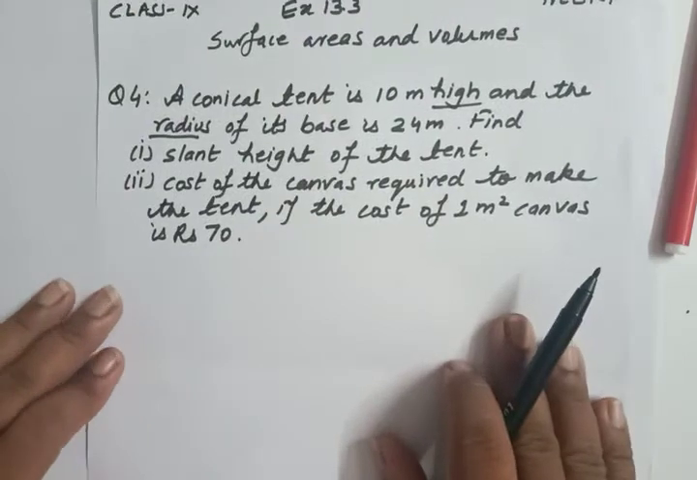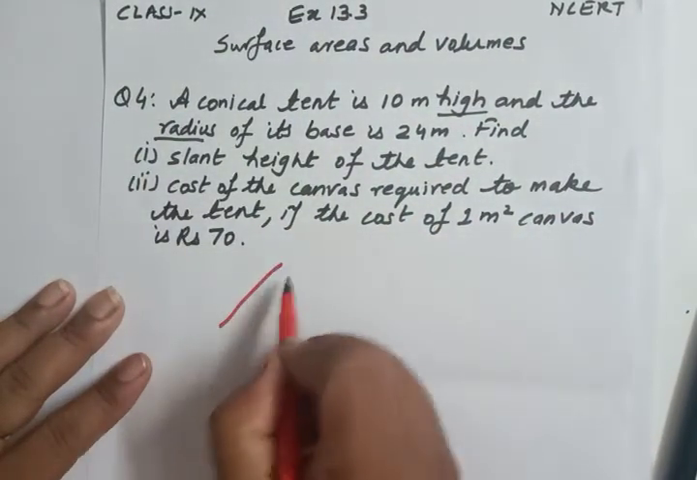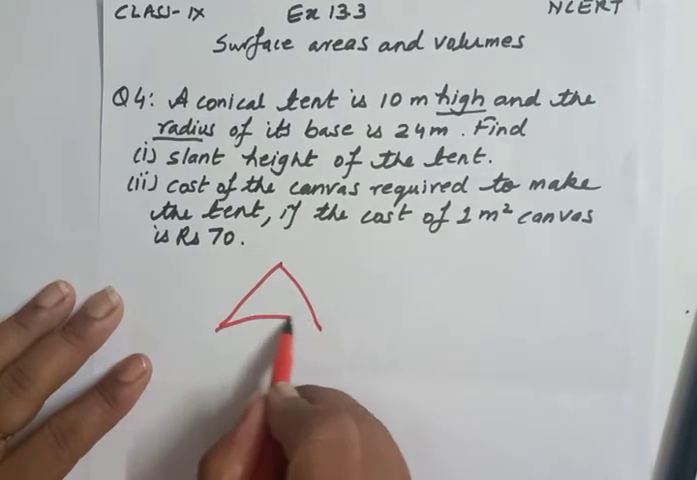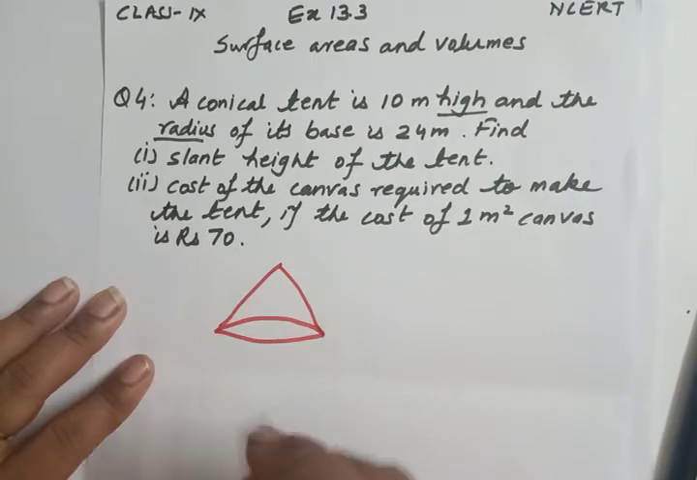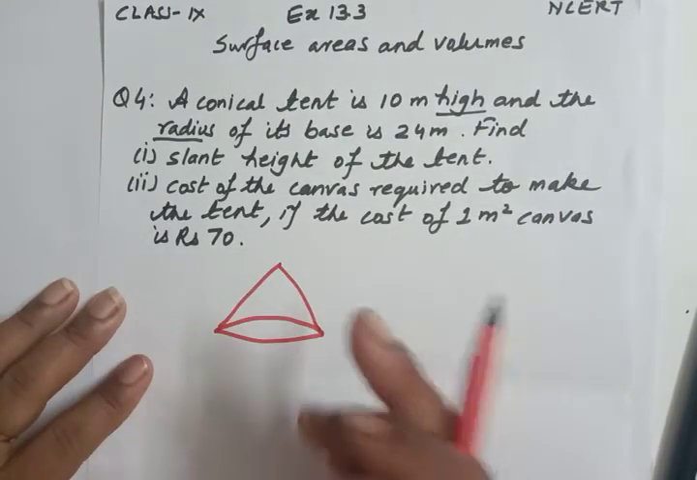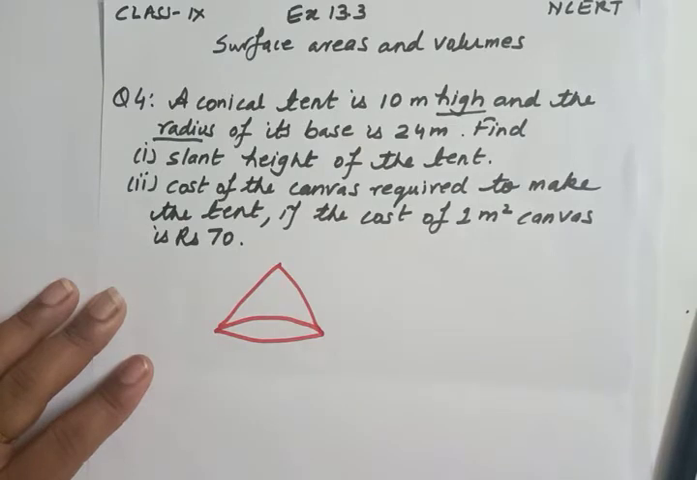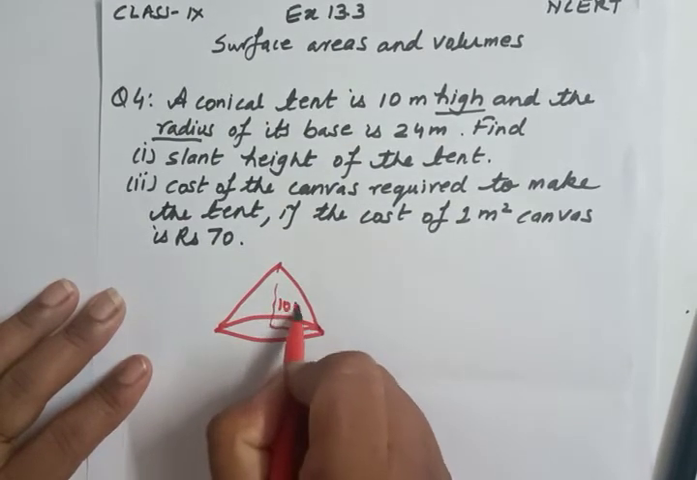So first of all, let's understand what the question is. See, we have a conical tent. See, when we talk about the tent, of course it is open from the bottom. Yes, so we will deal with only the curved surface area. Yes, now it is 10 meter high. So this is 10 meter.